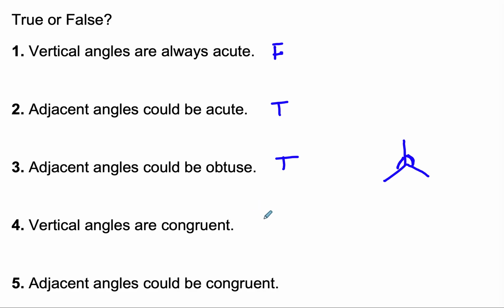Okay. 4, vertical angles are congruent. Yes, congruent means equal in size, and that's true for all vertical angles. 5, adjacent angles could be congruent. True. If I had two 90-degree angles that were adjacent, they'd look something like this. And they would be congruent. They'd be both worth the same amount of degrees.